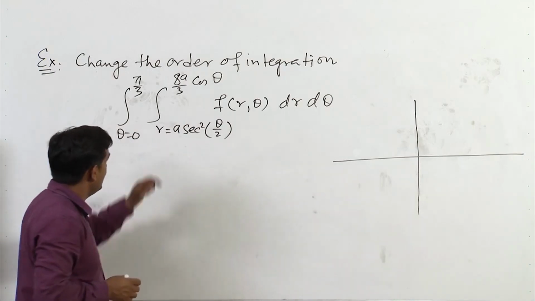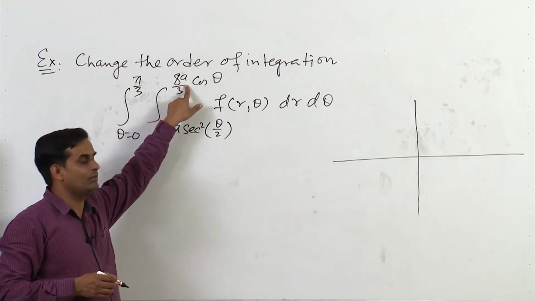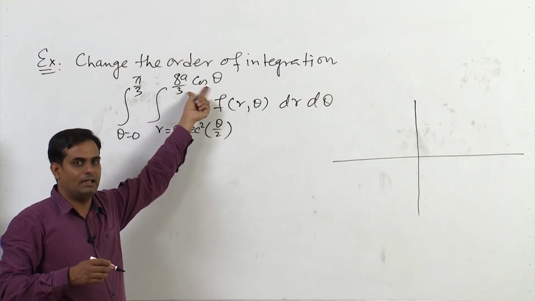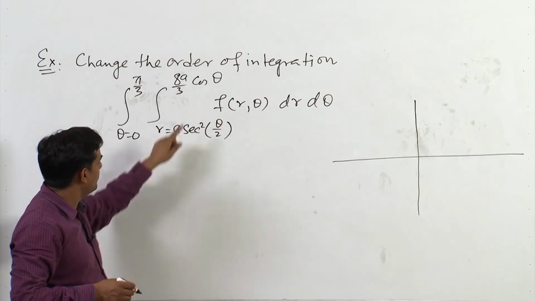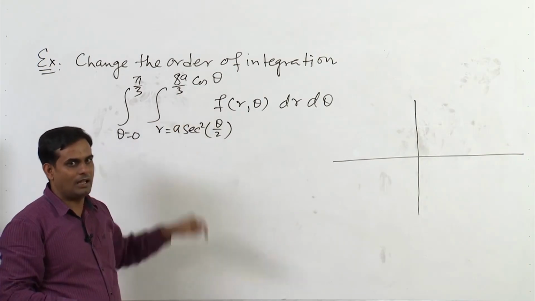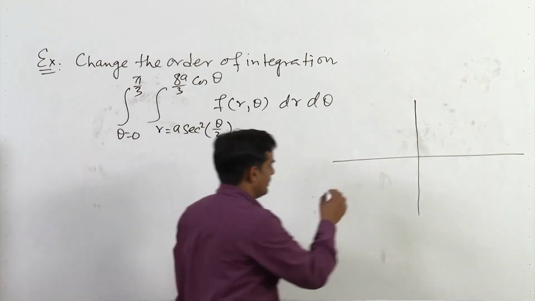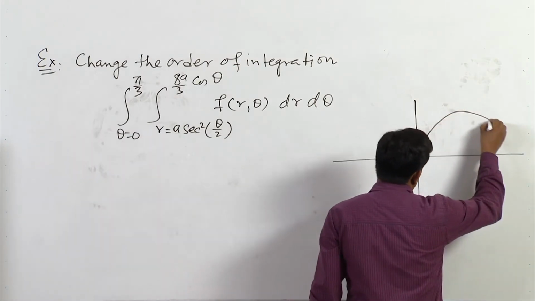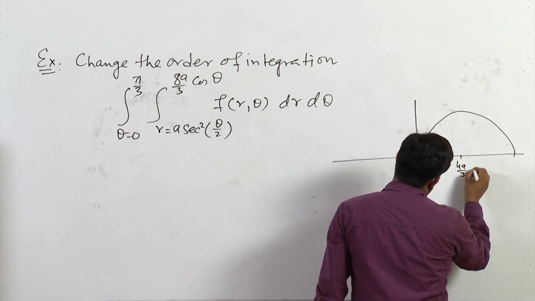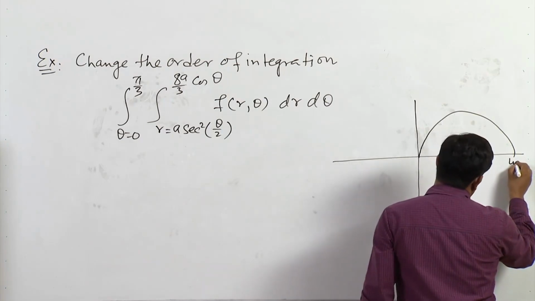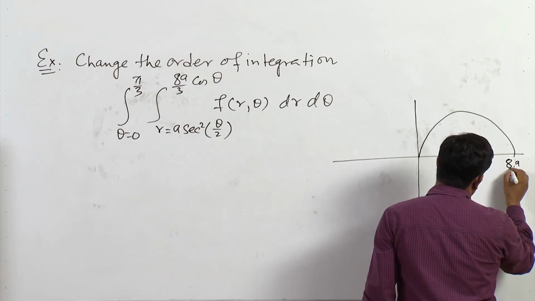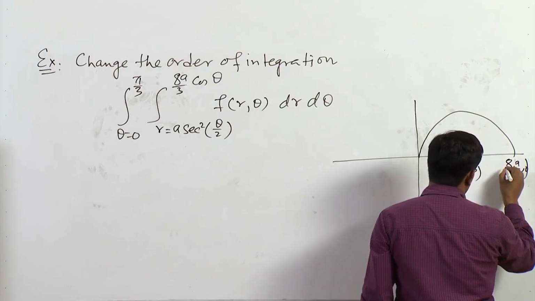Like the earlier case, the upper limit is r equals 8a by 3 cos theta. So, it is clearly a semicircle in the first quadrant having center at (4a by 3, 0) and having radius 4a by 3. So, it is the circle with center at 4a by 3, 0.